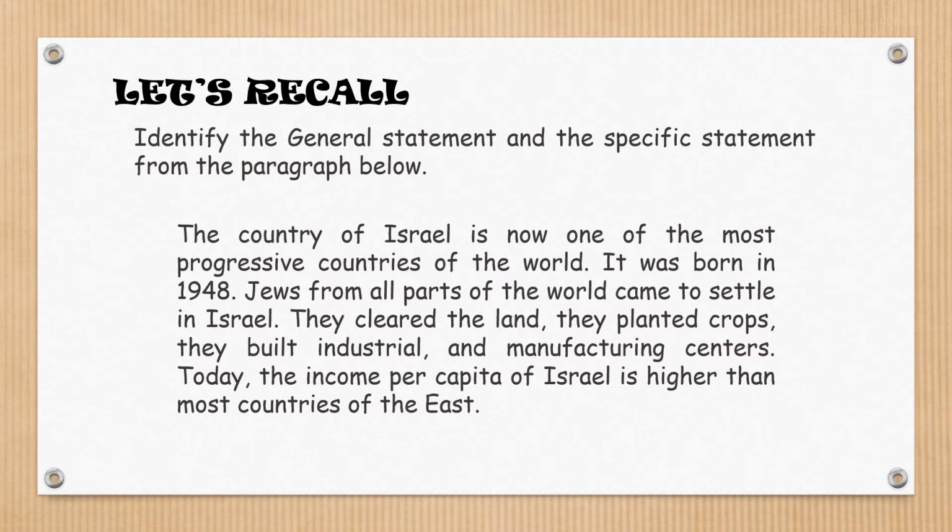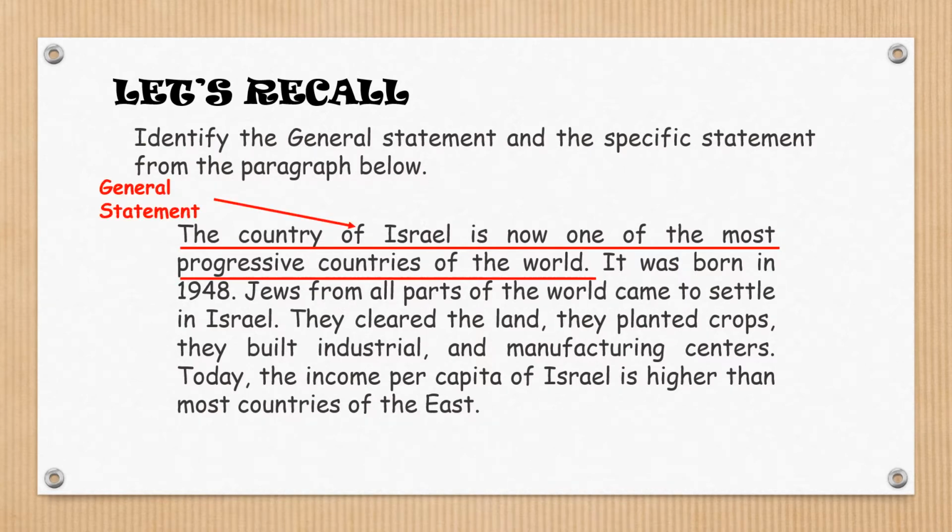So here we're going to identify which one is the general statement. I am going to underline the sentence that gives you the general statement. So there you are. The country of Israel is now one of the most progressive countries of the world. So that is our general statement. And for the specific statement: Jews from all parts of the world came to settle in Israel. They cleared the land, they planted crops, they built industrial and manufacturing centers. Today, the income per capita of Israel is higher than most countries of the East. So, these are the sentences that support or give specific information why Israel is considered as one of the most progressive countries of the world.